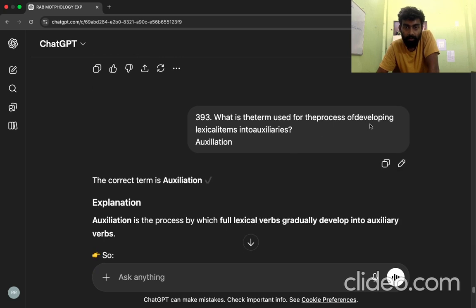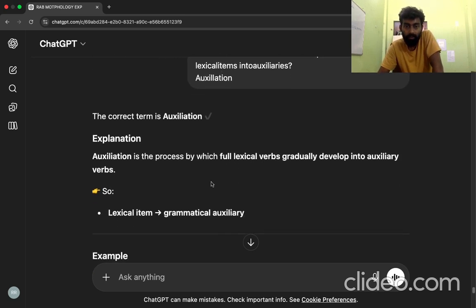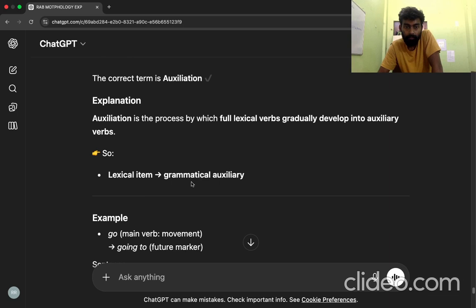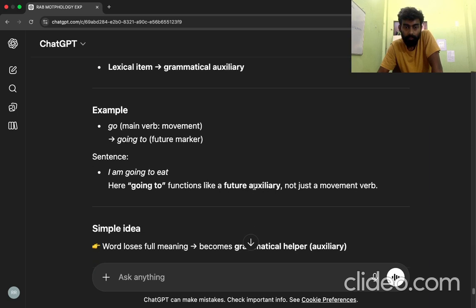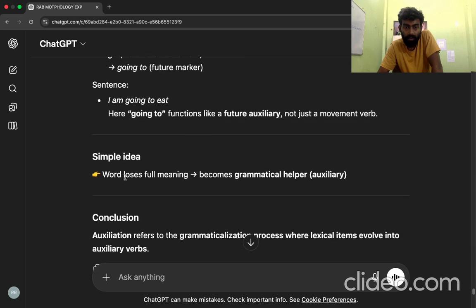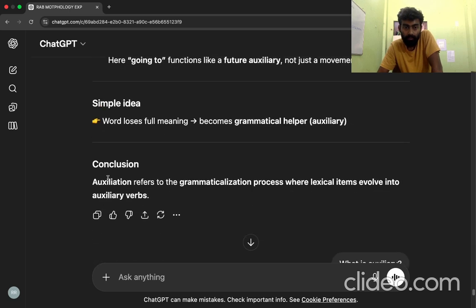Auxiliation: developing lexical items into auxiliaries. Explanation: auxiliation is the process by which full lexical verbs gradually develop into auxiliary verbs. So, lexical item to grammatical auxiliary. Example: go, a verb of movement, becomes going to, a future marker. Sentence: I am going to eat. Here going to functions like a future auxiliary, not just a movement verb. Simple idea: a word loses full meaning and becomes a grammatical helper, an auxiliary. Conclusion: auxiliation refers to the grammaticalization process where lexical items evolve into auxiliary verbs.